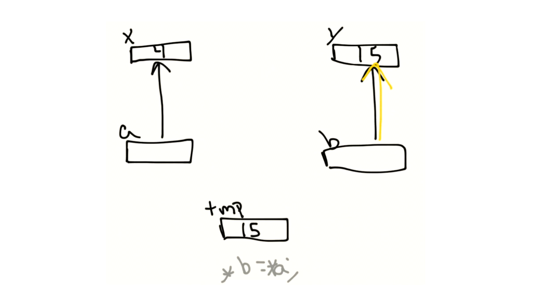Then we follow the arrow at b and store here the result of dereferencing a, which is the value 4. Finally, we follow the arrow at a and store what's currently inside of temp, which is 15. Notice that the boxes labeled x and y have correctly swapped values.